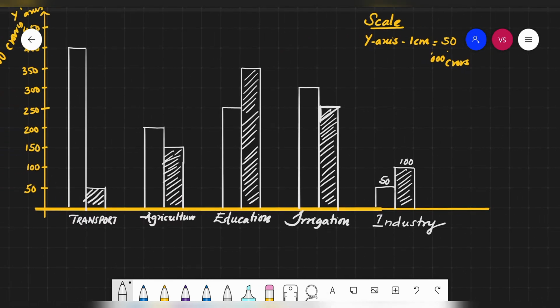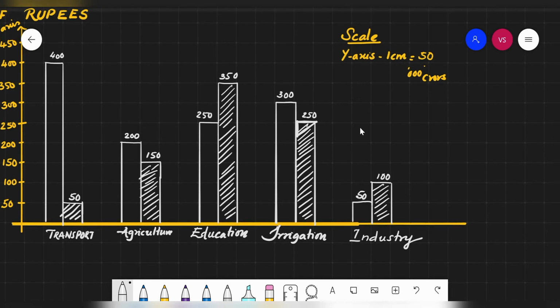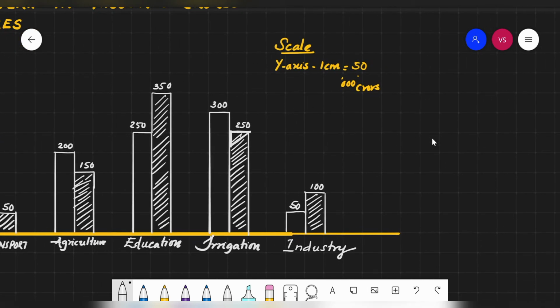So here for irrigation, this is 250, correct? This is 250, whereas this is 300, and this is 350, and this is 250. This is 150. This is 200. This is 50, and this is 400. Okay, you have understood this. Which diagram is this, students? This is a multiple bar diagram.